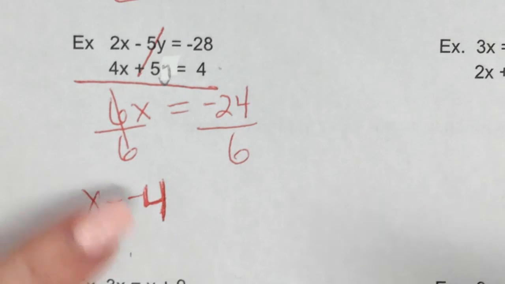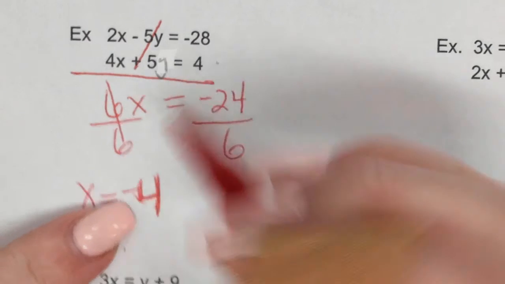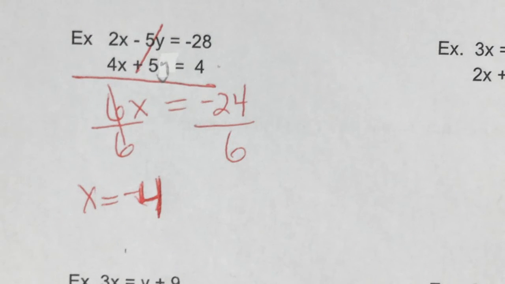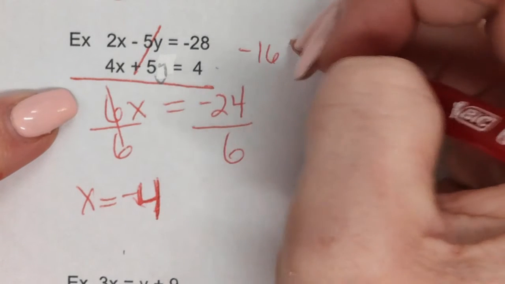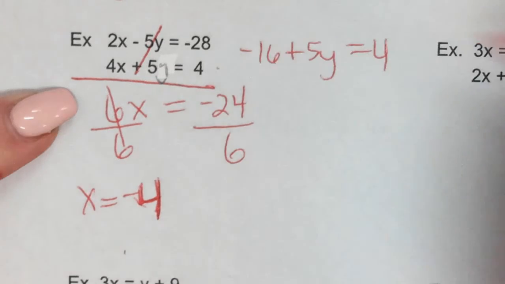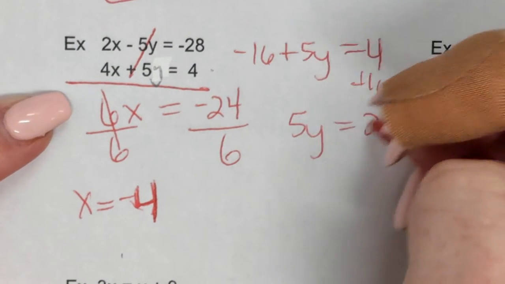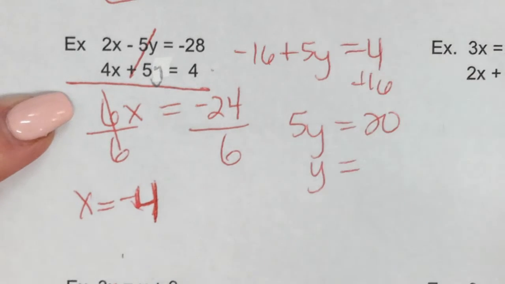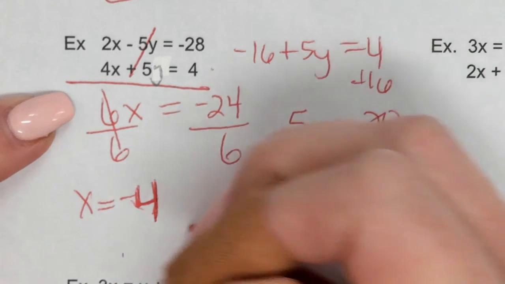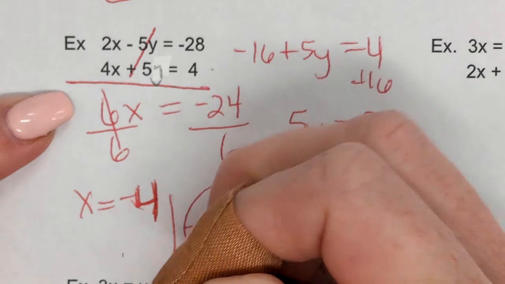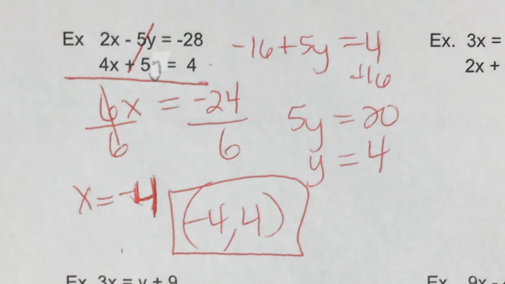All right, now I'm going to plug that back in. Which equation would y'all choose to plug it into? The bottom. I would too. 4 times -4 is -16 plus 5y equals 4. And then I'm going to plus 16. I'm going to get 5y equals 20. So y is 4. So -4, comma 4. Okay, y'all want to try the next one on your own?